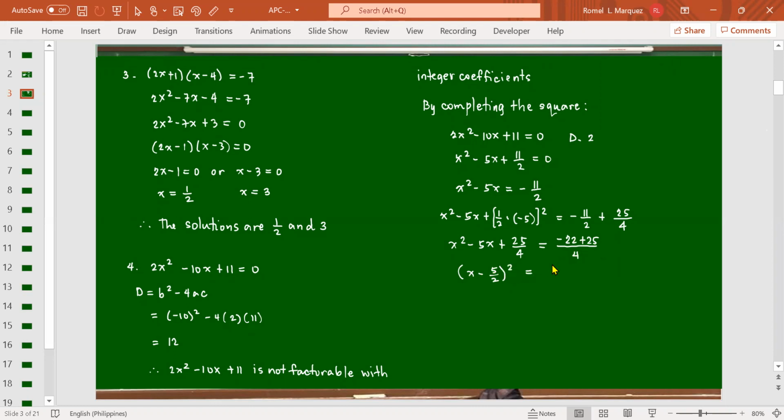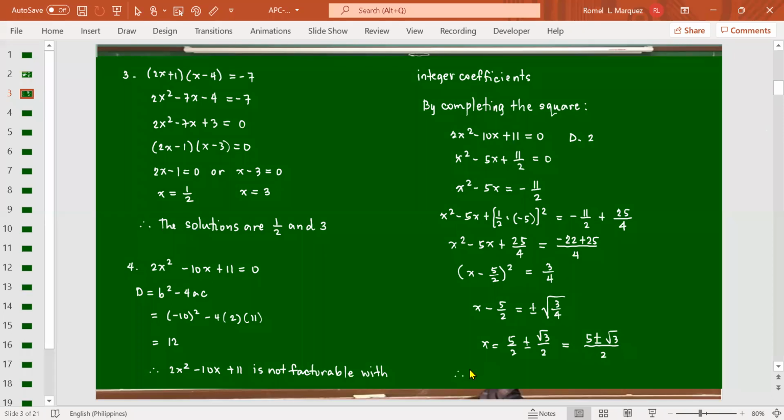So simplifying the right side, we have 3 over 4. Taking the square root of each side, we have x minus 5 over 2, and that is equal to plus or minus square root of 3 over 4. So simplifying, we have x equals 5 over 2 plus or minus square root of 3 over 2. Or that is 5 plus or minus square root of 3 all over 2. Okay? So there are two solutions.